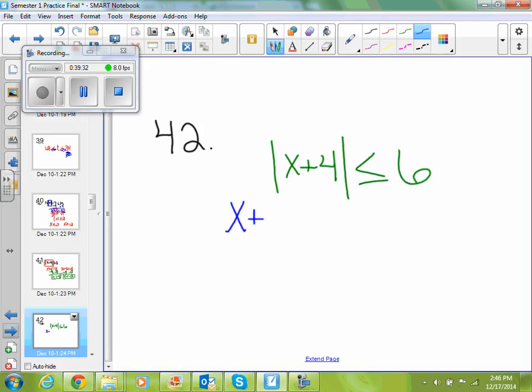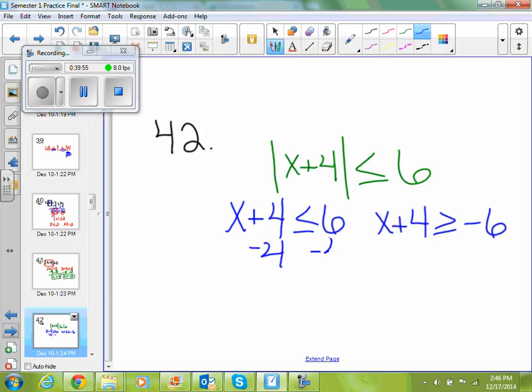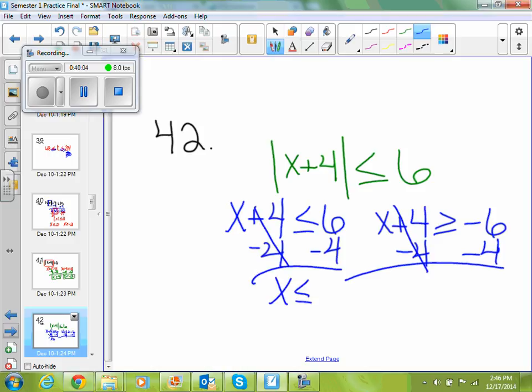So then if I break this into my 2 solutions, what's my first one say? I need my solutions first. Oh, it's less than or equal to. Okay, what's my second one? So now we can solve them. So how did you say we solve them? Subtract 4. So 6 minus 4 is 2. Negative 6 minus 4 is negative 10.